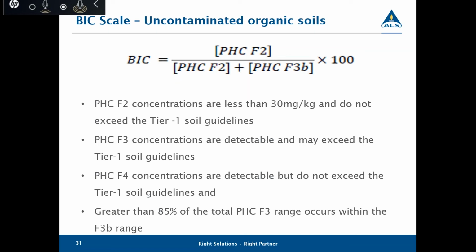But there are some conditions for the proper use of that formula. The conditions are that the F2 concentration has to be less than 30 milligrams per kilogram. So basically, it cannot exceed the Tier 1 soil guidelines. The F3 concentration has to be detectable, but may exceed the Tier 1 soil guidelines. F4 concentrations are detectable but do not exceed the Tier 1 soil guidelines, and greater than 85% of the total F3 range occurs within the F3B range.